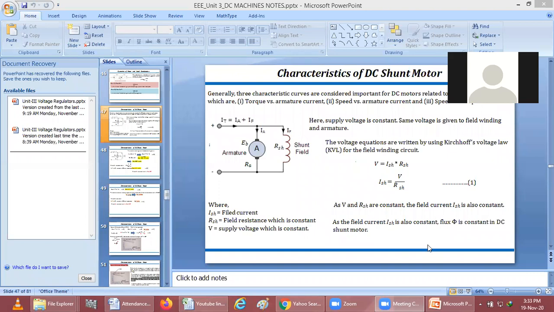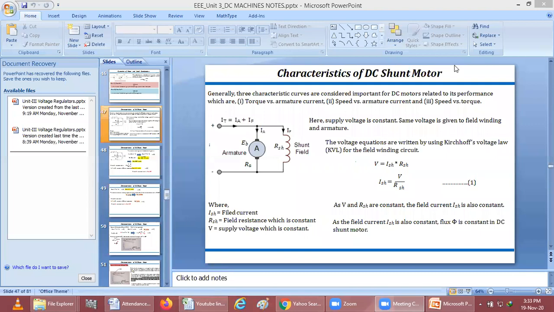We call these electromechanical energy converters. If it is a DC generator, it is used to convert mechanical energy into electrical energy, and if we use the DC motor, it does exactly the vice versa function of the DC generator. It means it will use the electrical energy and provide us the mechanical energy.